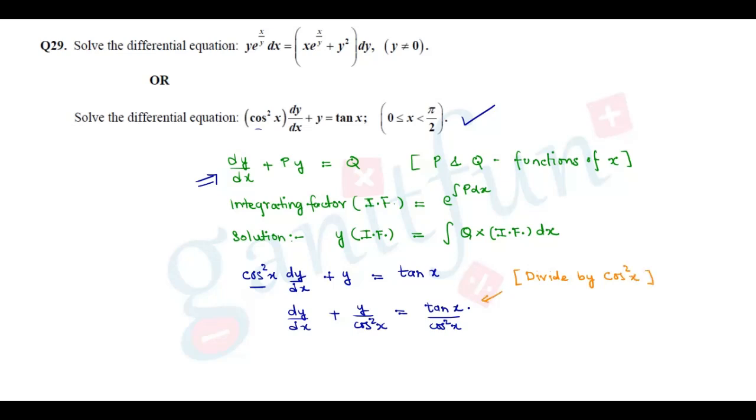So if we compare now this equation with the standard form, what we get is p is equal to 1 upon cos square x, which can be written as sec square x, and q is equal to tan x by cos square x, which is equal to tan x sec square x.